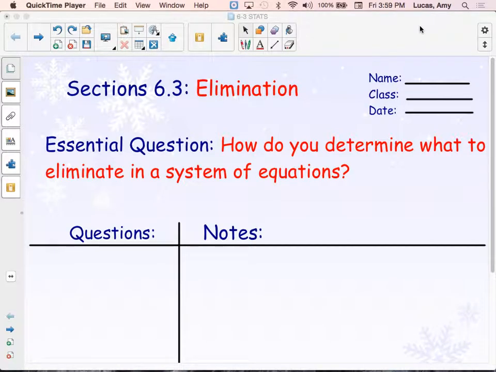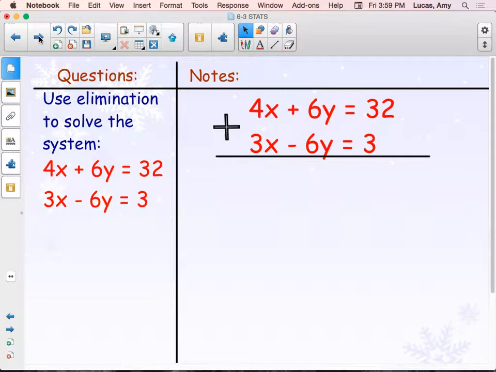Lesson 6.3, Elimination. Our essential question is, how do you determine what to eliminate in a system of equations? Use elimination to solve the system. 4x plus 6y equals 32, and 3x minus 6y equals 3.